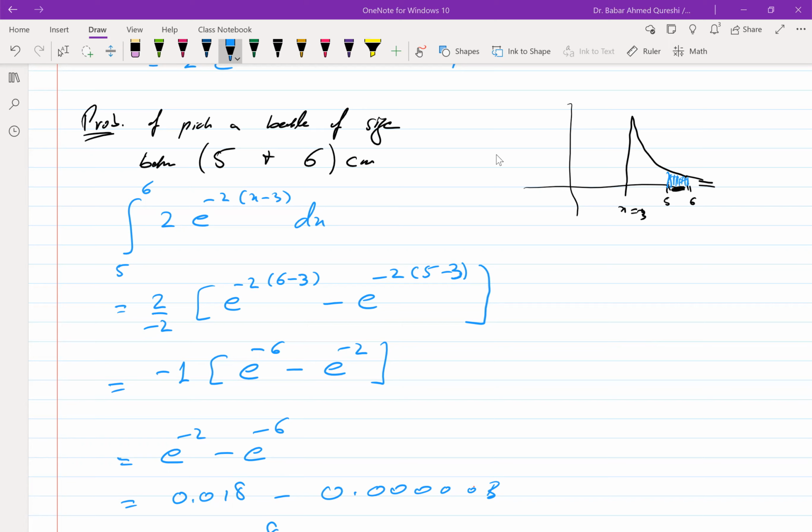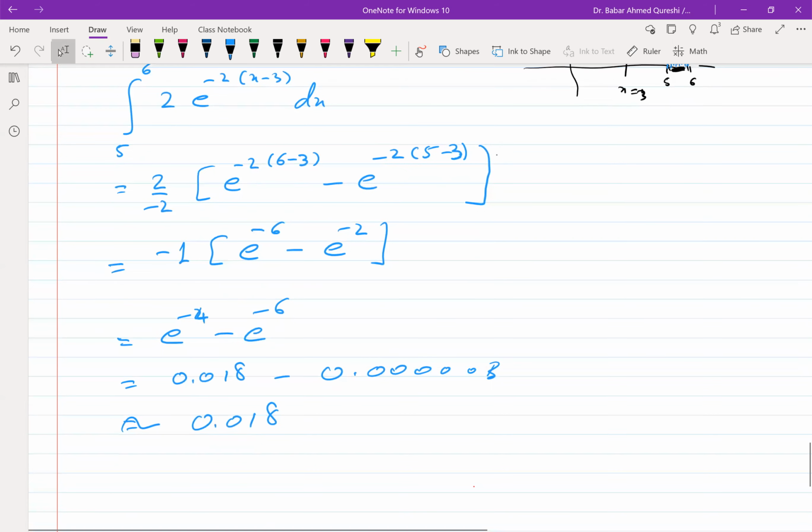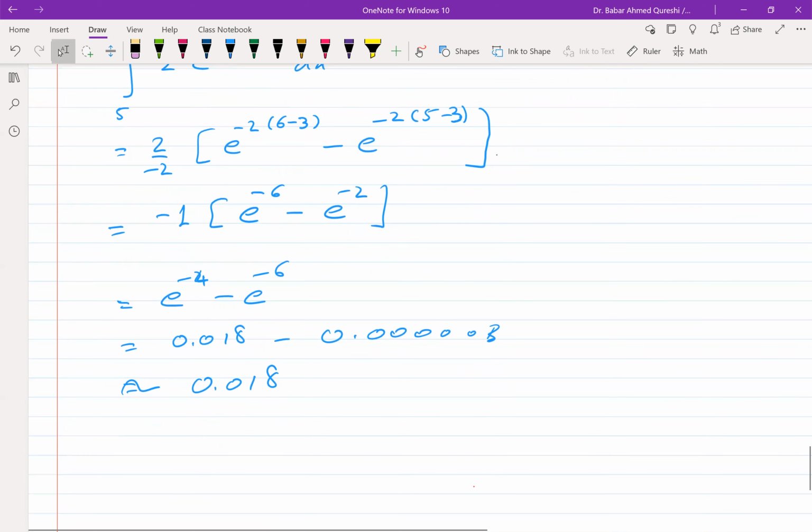E to the power minus 4. Well, yes, good point. It's e to the power minus 4 and minus 6. And I think e to the power minus 4 is 0.018. But whatever that number is, you have to just do this.